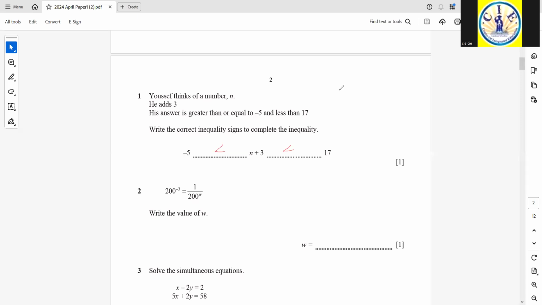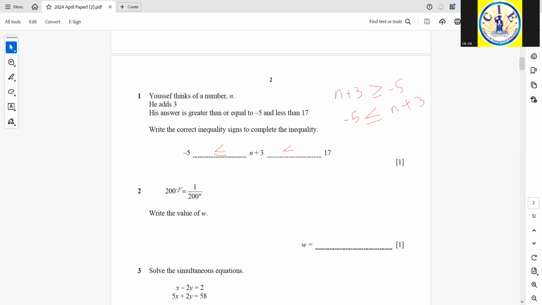So when n plus 3 was greater than or equal to negative 5, that means negative 5 itself is less than or equal to, because this equality holds in both the cases. So we can write down negative 5 less than or equal to n plus 3, which is less than 17. So that is question number 1. Okay, then it is question number 2.